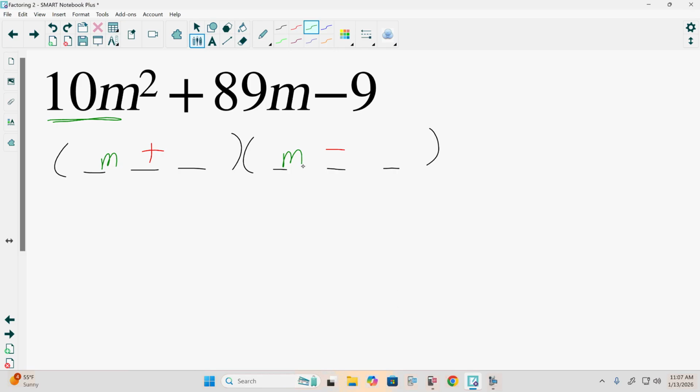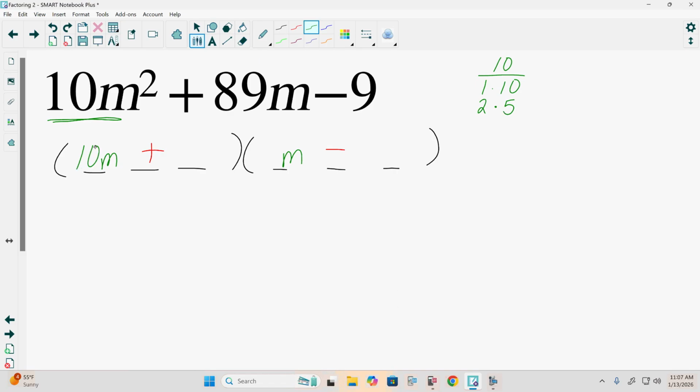Now we know the factors of m squared are going to be m and m. Now the factors of 10, we actually do have more than one this time, because 10 is 1 and 10 or 2 and 5. Which one do we want to try first?